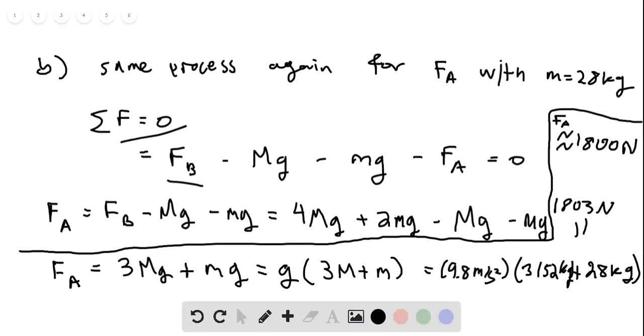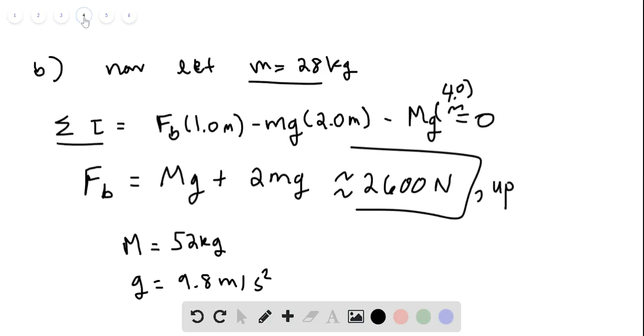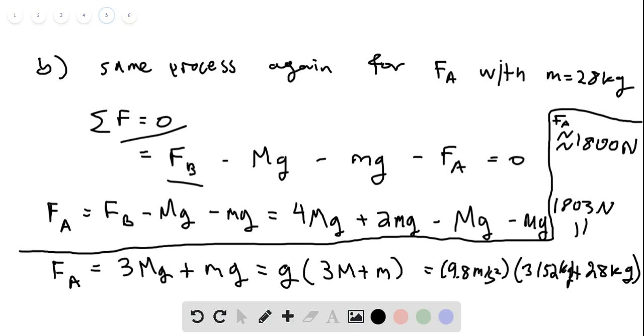Well, the negative little mg will become positive from the 2 mg that's built into the new FB, because we calculated FB actually to have 2 mg in it here. So we need to include that on the FA calculation. So for part B, FA is going to be, after calculating all this, about 1800 newtons. 1803 to be exact, but yeah, that's the idea.